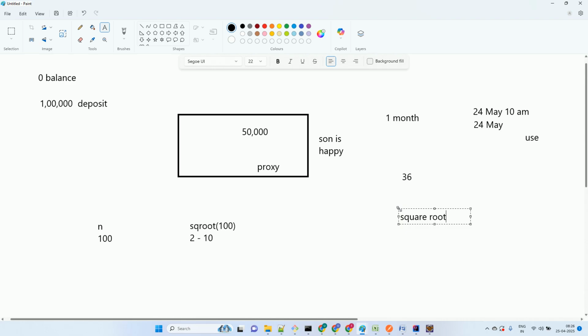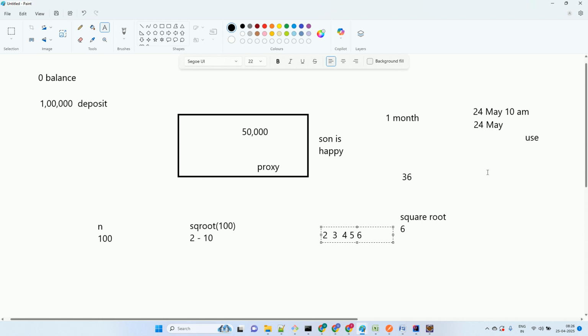So to check whether 36 is prime, just check whether 36 divides by 2, 3, 4, 5, and 6. If it divides by any of these numbers, then it is not prime. So does 36 divide by 2? Yes, so it's not prime. Okay.